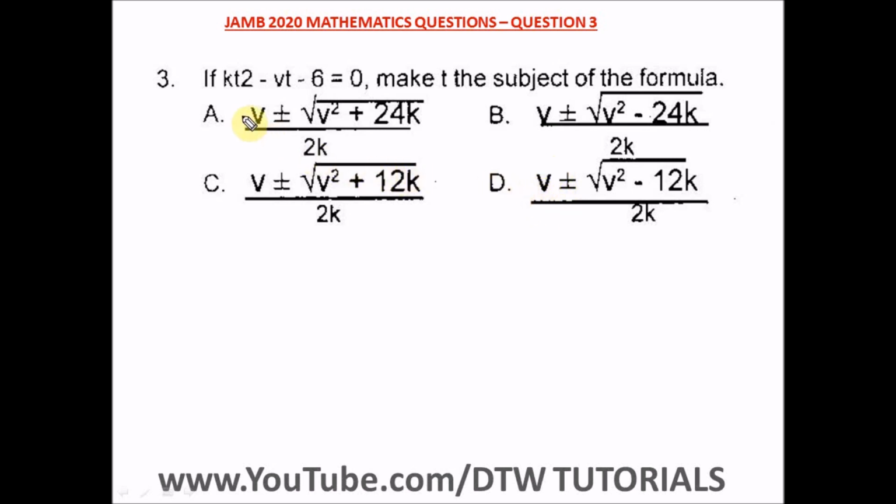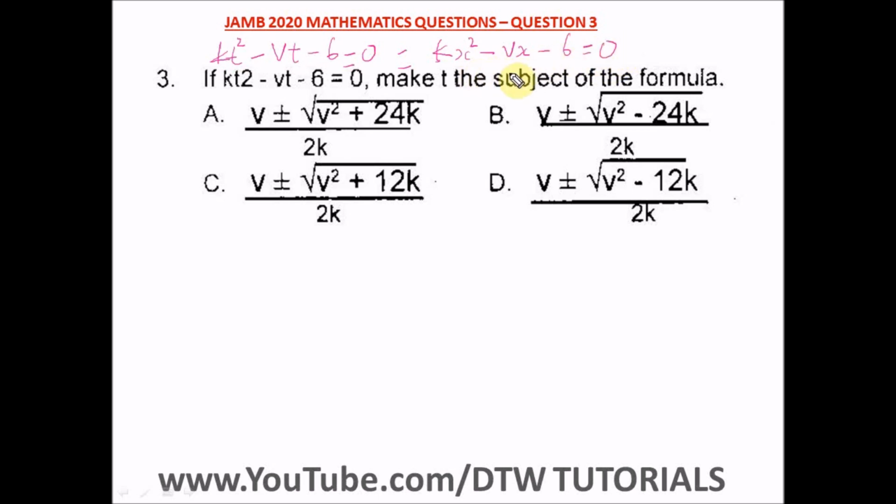We are asked to make T the subject of the formula in the question. So I will write this, because this is kT square minus vT minus 6 equals 0. So this is how our question ought to be. If you look at this, you agree with me, it is the same thing as kx square minus vx minus 6 equals 0.